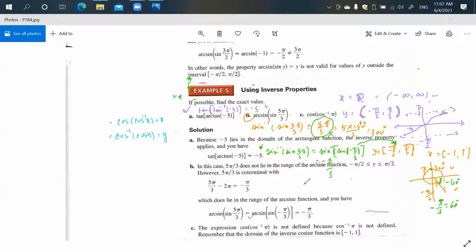Okay, so now we come to question C. What color are we going to use?